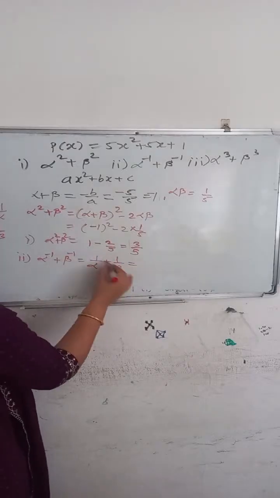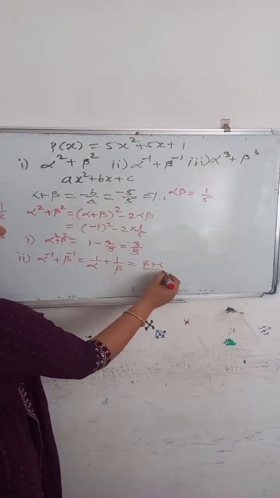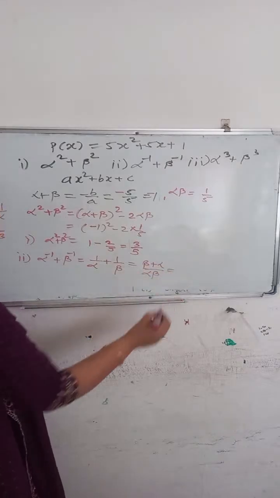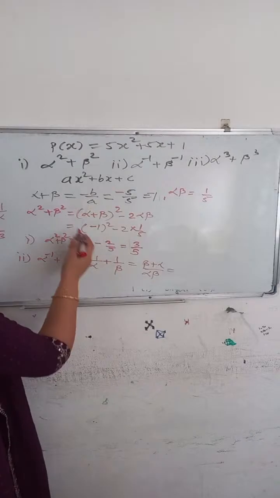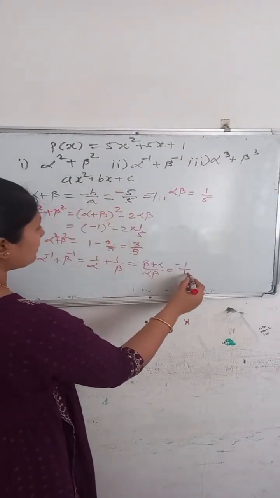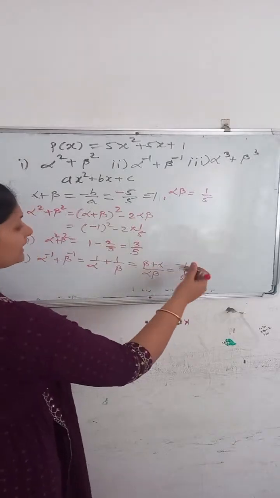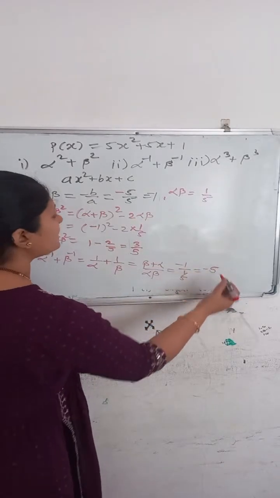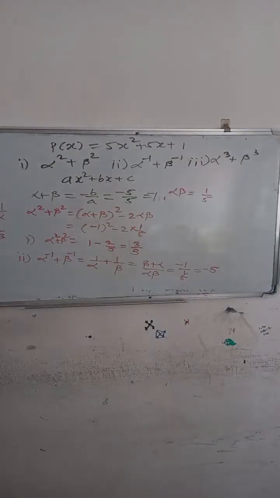Cross multiply, no? Beta plus alpha upon alpha beta. Correct? So alpha plus beta is nothing but the sum of the zeros, that is -1, over 1/5, and this is what we get by reciprocal. So the answer is -5. In the last case we got 5 because I took alpha plus beta as 1. So with -1, the answer will come -5.